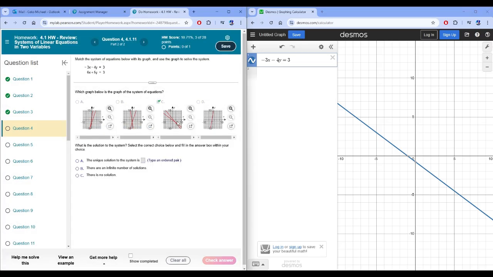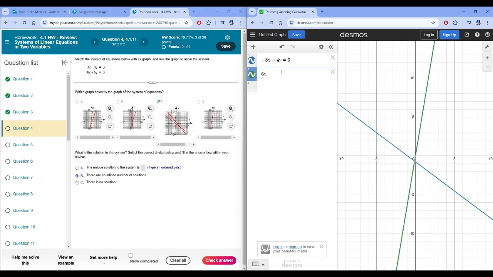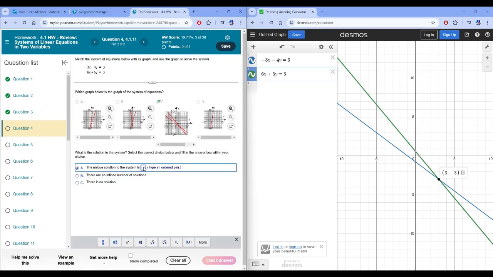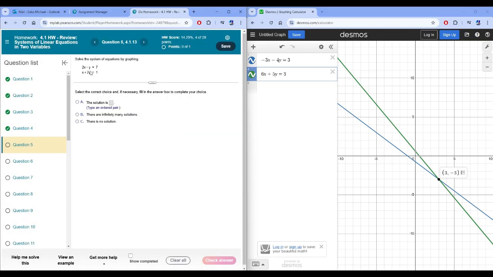What is the point of intersection? I don't know what it is. So let me just do the second line. So then here it would be 6x plus 5y is equal to 3. That intersection is (3, negative 3). We're finding the point of intersection of these two lines. Totally fine. Cool.